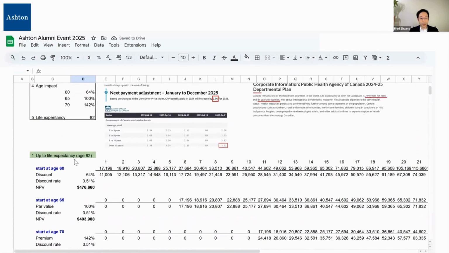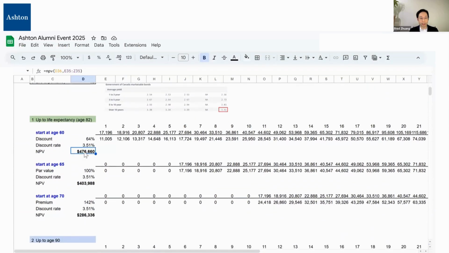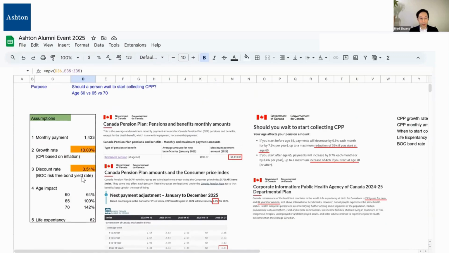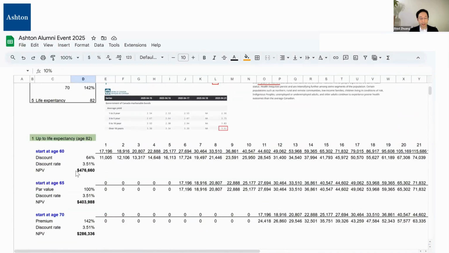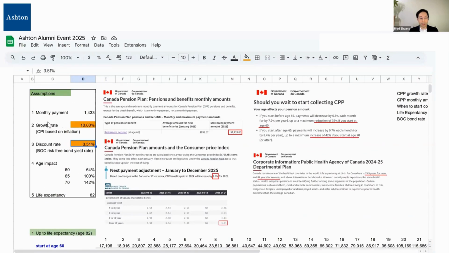Now you can see here the person withdrawing early is getting the highest return from withdrawing early, rather than just waiting. So what does this mean? This means the NPV analysis is sensitive to all the variables.